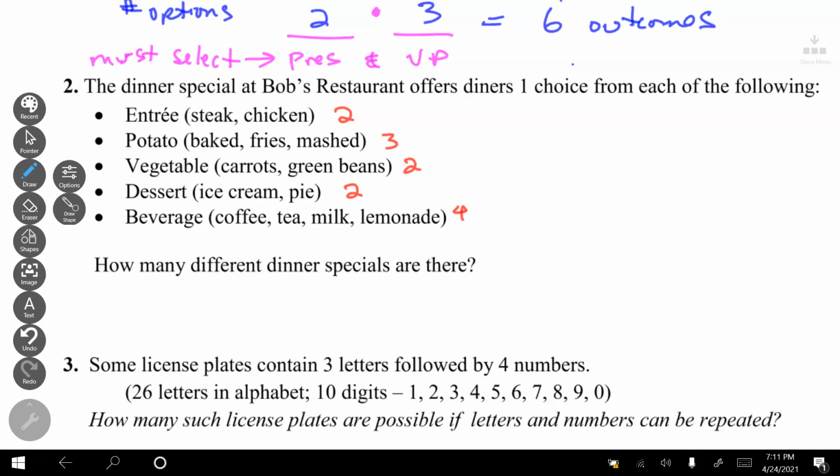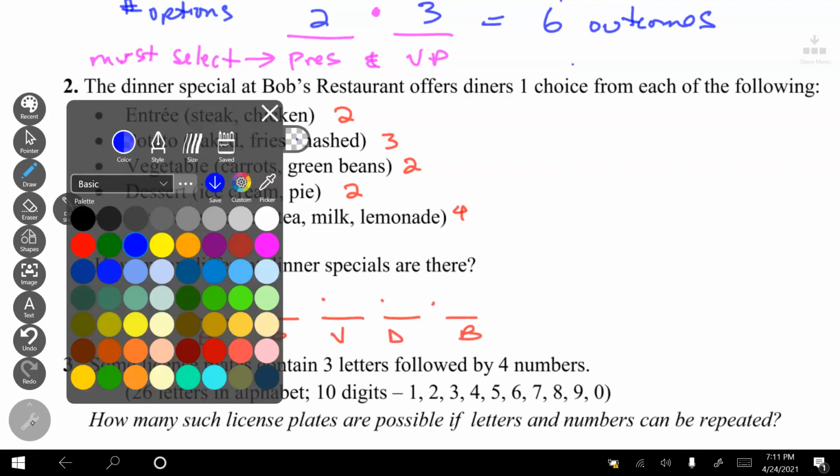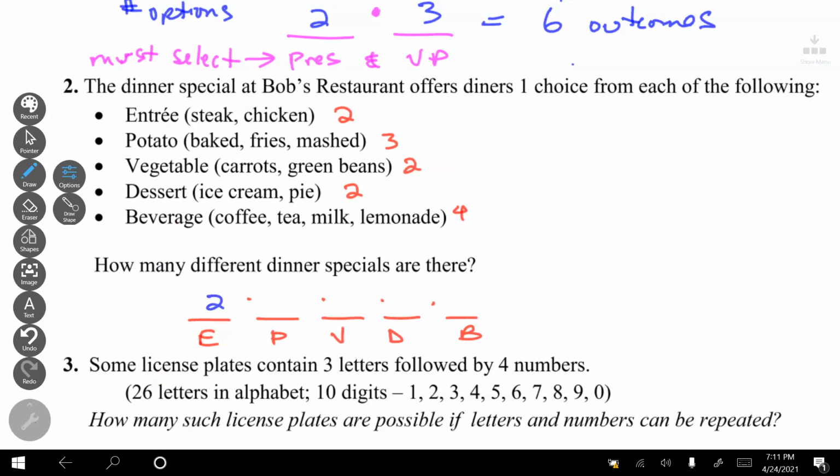Well, again, it's based on what must I select. 1, 2, 3, 4, 5. Multiplication between them. I must do an entree, a potato, a vegetable, a dessert, and a beverage. And what are my options? 2 times 3 times 2 times 2 times 4. I have 96 different dinner specials that I could order at this restaurant. Seems like I could go there for about 3 months and not order the same thing.